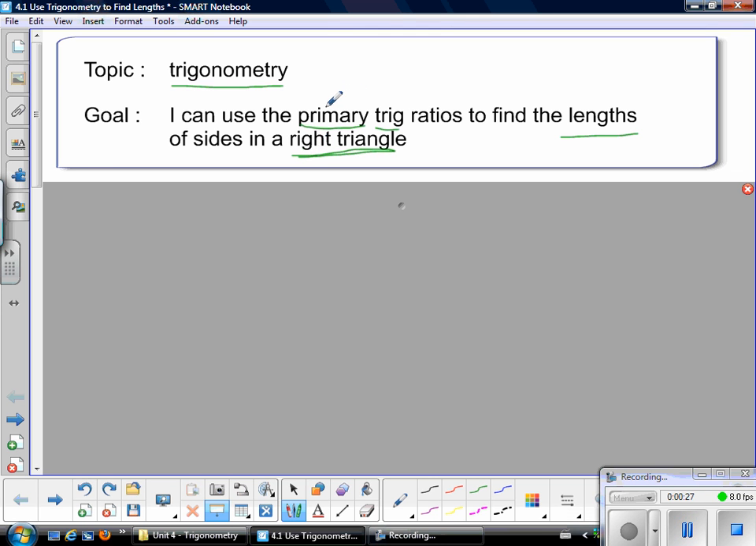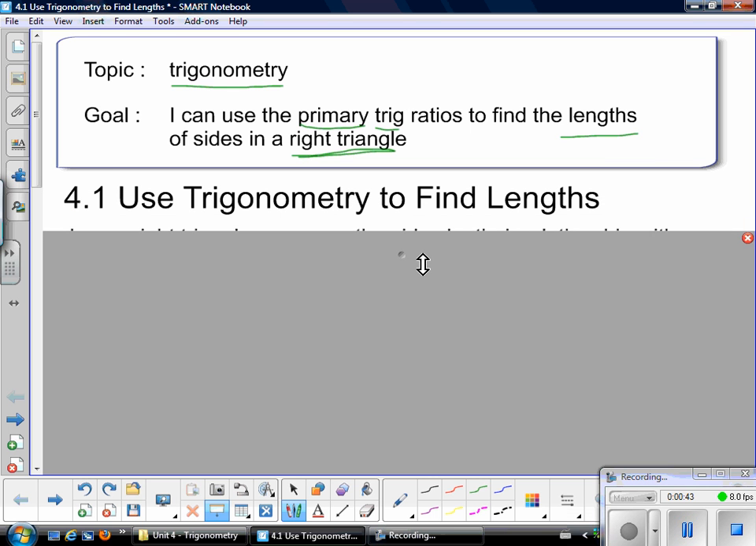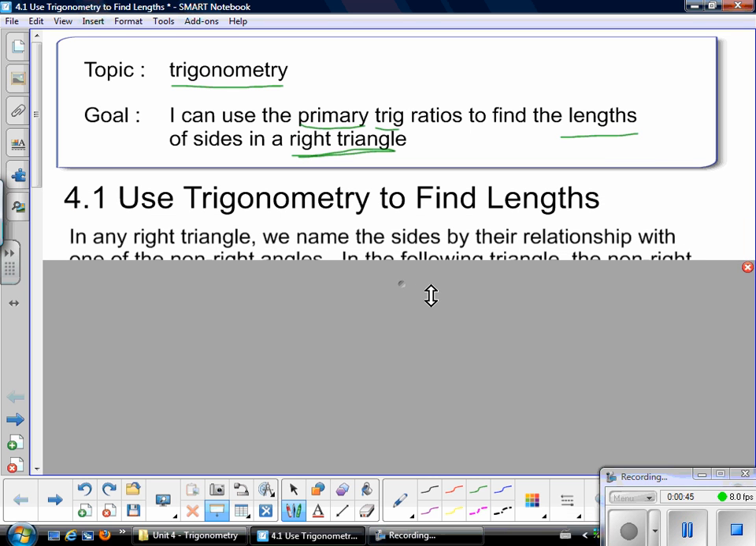And you're thinking, well, primary, is there some other ones? Yes, there are things called secondary trig ratios. However, we don't have to study that in grade 11. You get to study that in grade 12 math. Okay, so first of all, 4.1, use trigonometry to find side lengths.